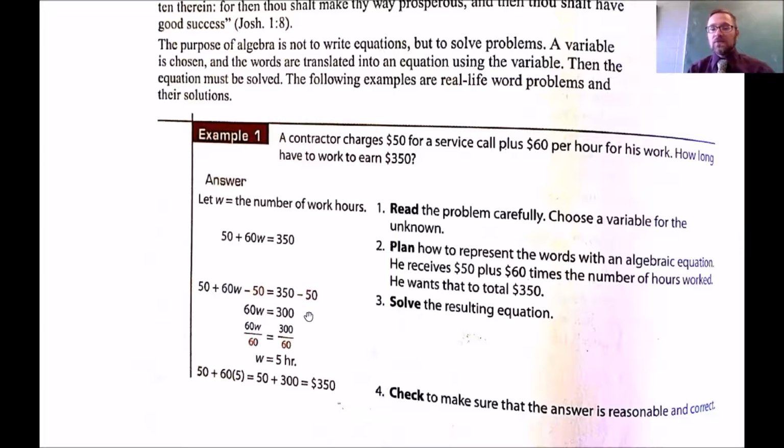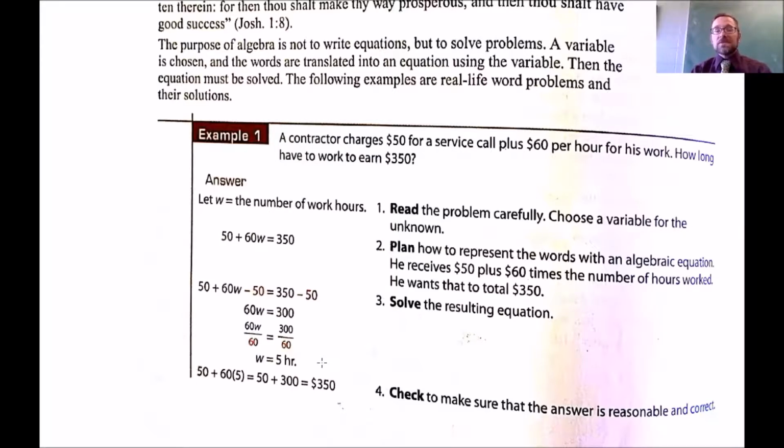That's the plan, the algebraic equation that you come up with. And then you solve it like we've done with two-step. You're going to subtract the 50 first from both sides. You get 6W equals 300. Then 6W means 6 times W, so to undo multiplication, you divide. So we do 6W divided by 6 is 300 divided by 6. W is left on the left, and 300 divided by 6 is 50, and then it's hours.